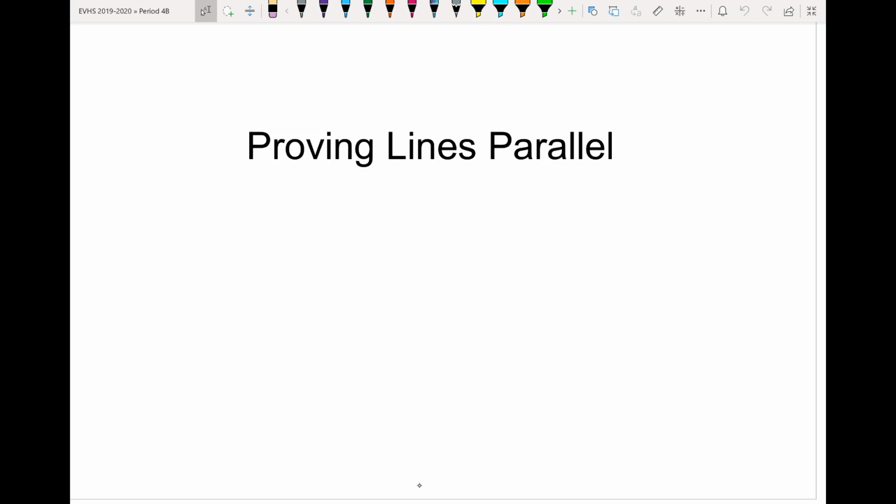Okay. Now, this entire unit, we've started off with our transversals by assuming that our lines were parallel from the beginning. And we said if the lines are parallel and they're cut by a transversal, then we know that these two angles are congruent. How do I know that? The alternate exterior angles theorem.